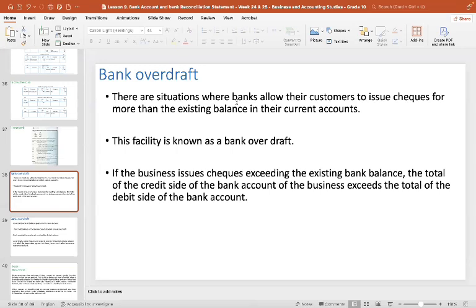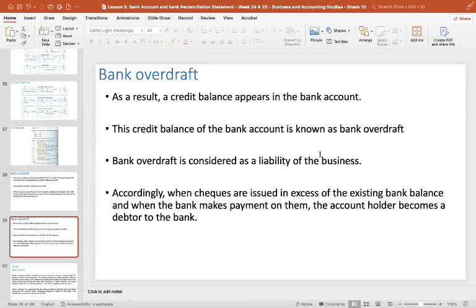එතකොට, if you have a credit balance in the bank account, then ideally you are having an overdraft balance. Okay, so the business is in an overdraft when the total of the credit side of the bank account exceeds the total of the debit side of the bank account. Okay, so as a result, a credit balance appears in the bank account. This credit balance of the bank account is known as the bank overdraft. As I said, if you have a credit balance in the bank account, එතකොට අපිට තියෙන්නේ bank overdraft එක.